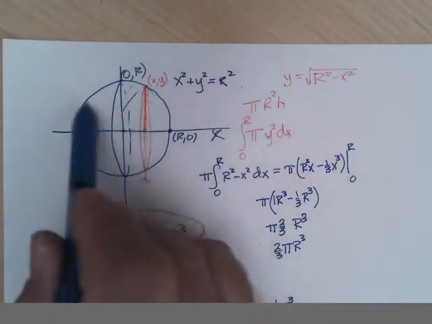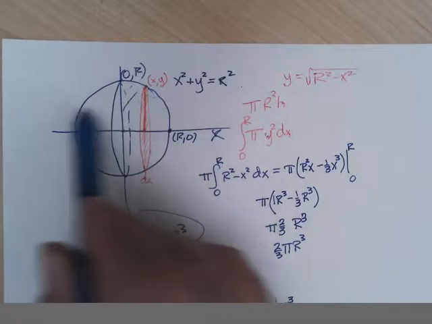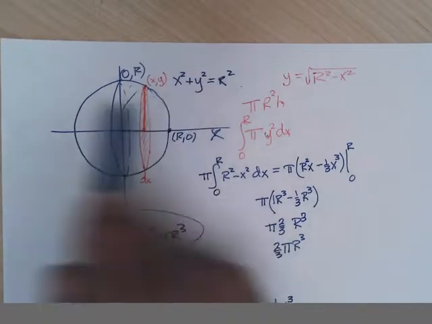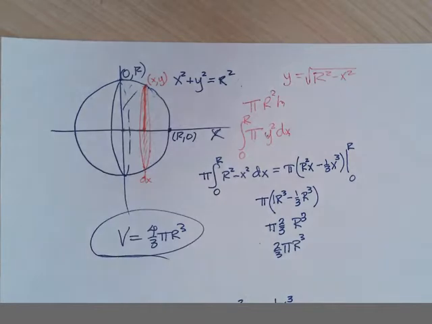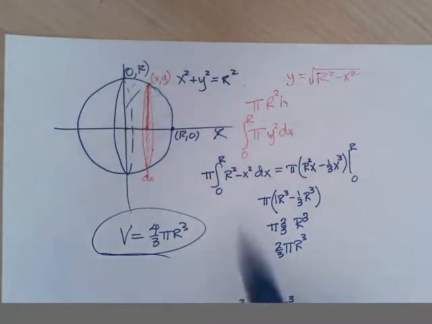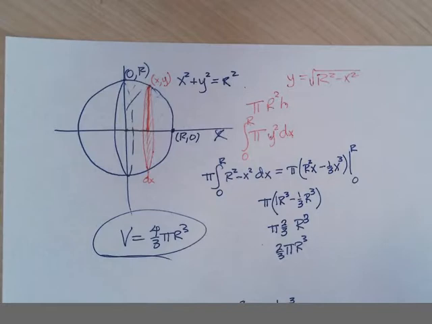Now I could have done the slice this way, and it would be all analogous, except the thickness is dy, so I'd have to express it with y. The symmetry here would make it be the same kind of integral. It would be r squared minus y squared. Okay?